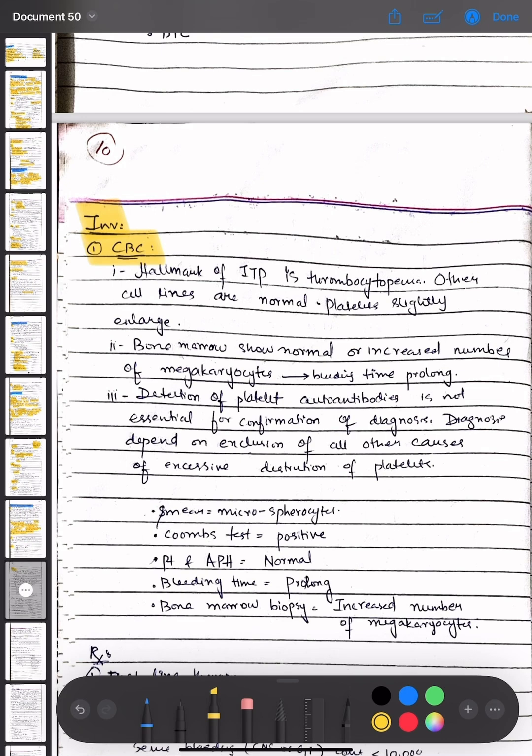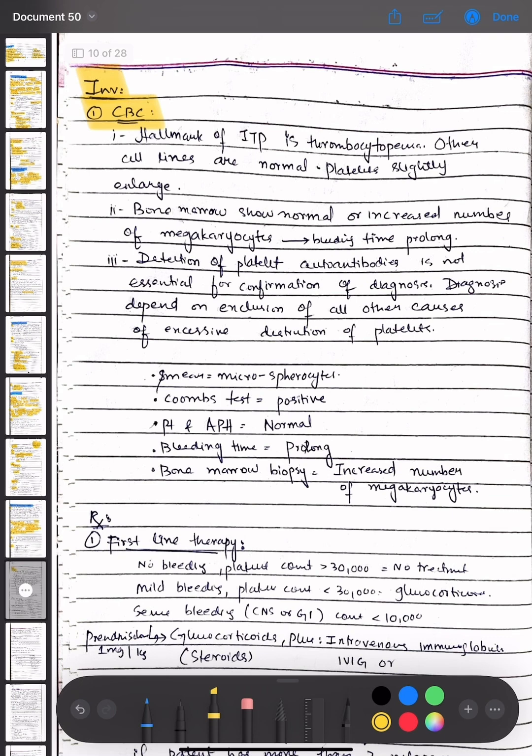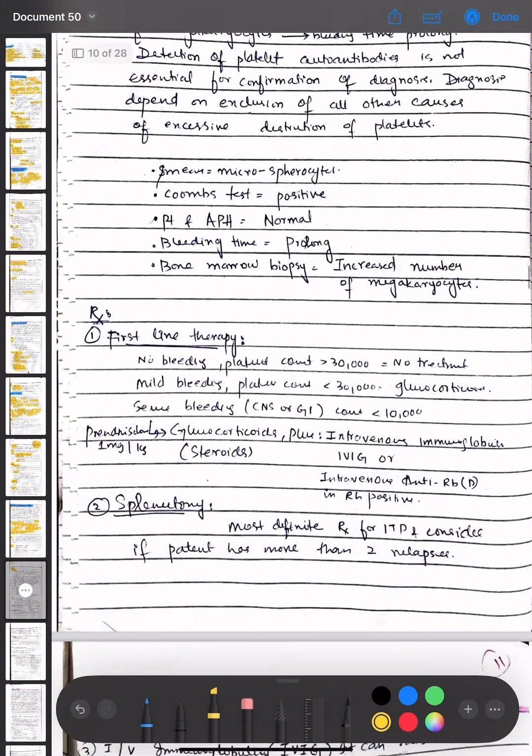Smear shows microspherocytes. Coombs test is positive. PT and APTT are normal. Bleeding time is prolonged, and on bone marrow biopsy an increased number of megakaryocytes is seen.